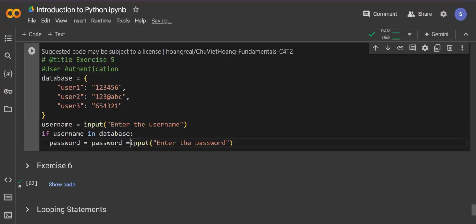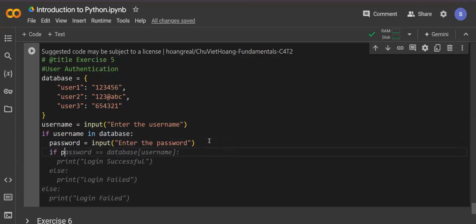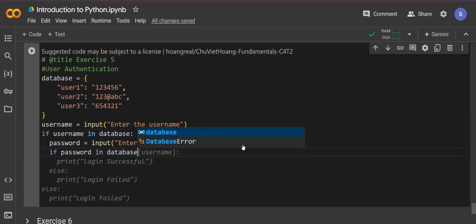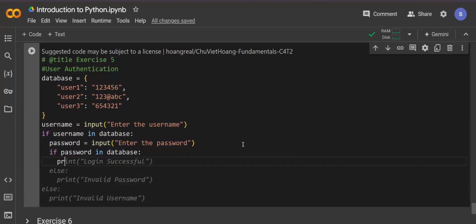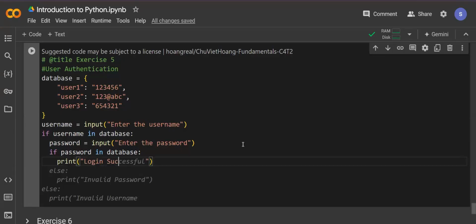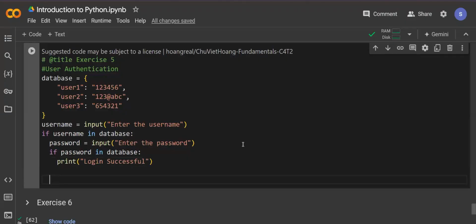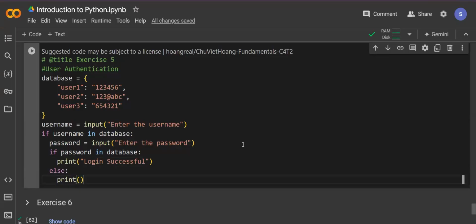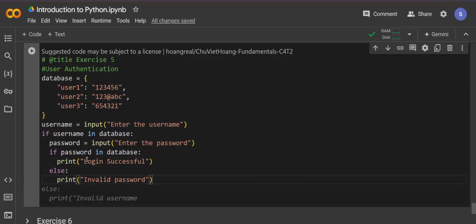Now let us check the password. If password in the database, then print login successful. Else print invalid password. Correct? Invalid password, because we are dealing with the password here.